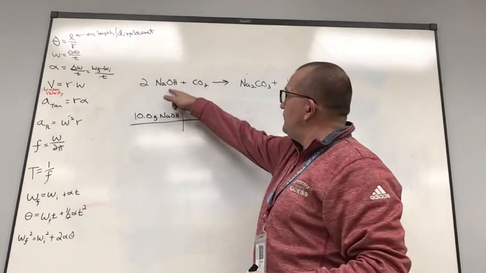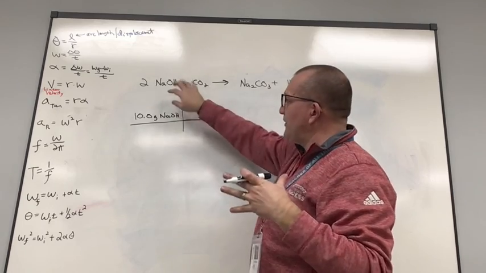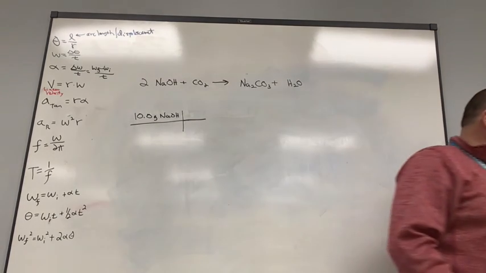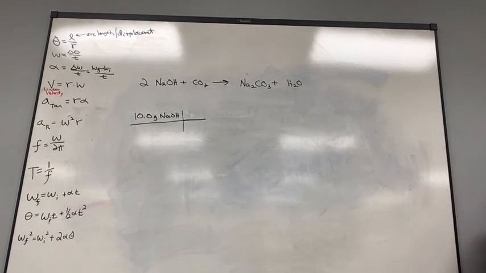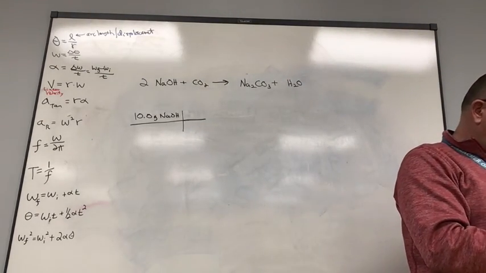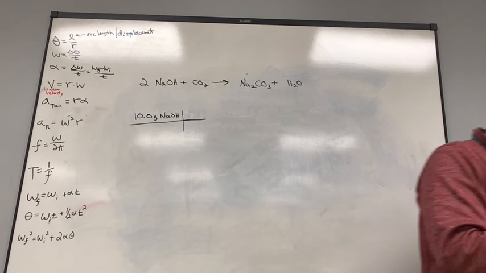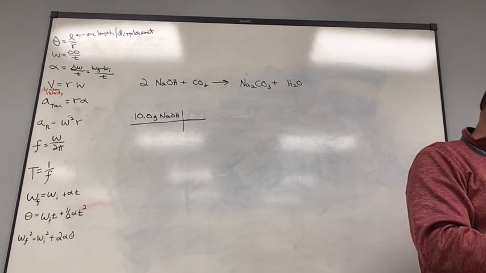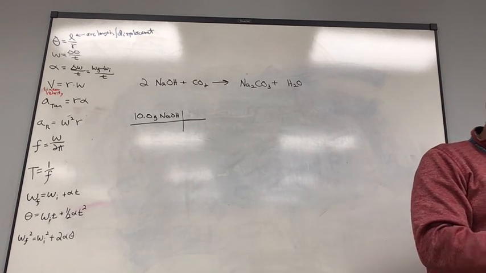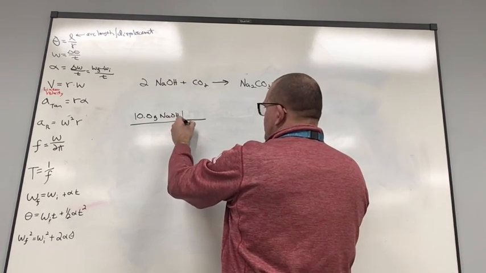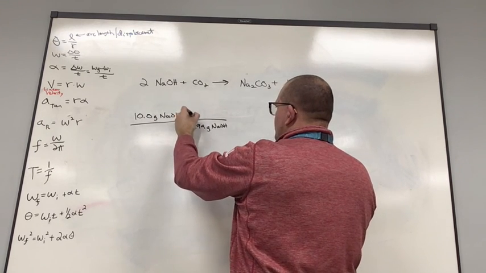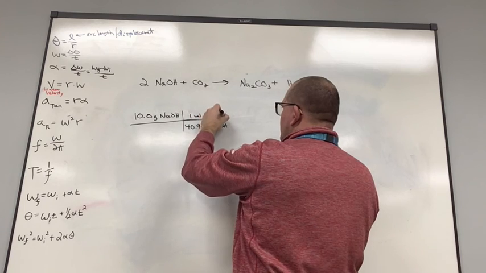And I want to go from NaOH to carbon dioxide, okay? But before I can do a mole ratio, I got to get the moles. So I divide by the molar mass of NaOH. Molar mass of NaOH. Again, we use our periodic table, right? 1 Na, 1 O, and 1 H. So 22.99 plus O of 15.99 plus H of 1.01. My molar mass of NaOH is 40.99 grams of NaOH in 1 mole of NaOH.